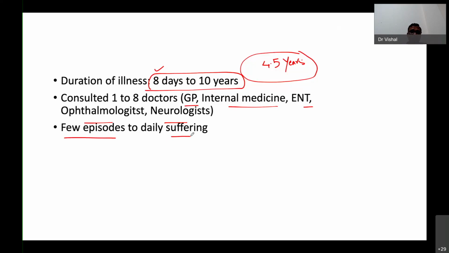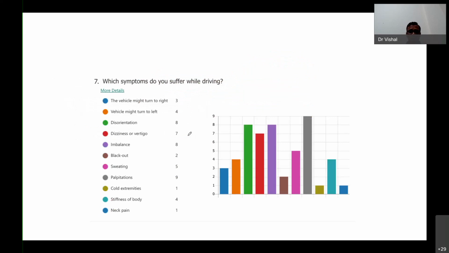Some of my patients have daily episodes, and some of the patients are very lucky, they feel it only a few times and then it goes away. So it is a spectrum, it is not a constant natural history where everybody suffers from it. Some patients have a mild variety and some patients have a chronic variety. And which symptoms, this was the question posed to the participants.